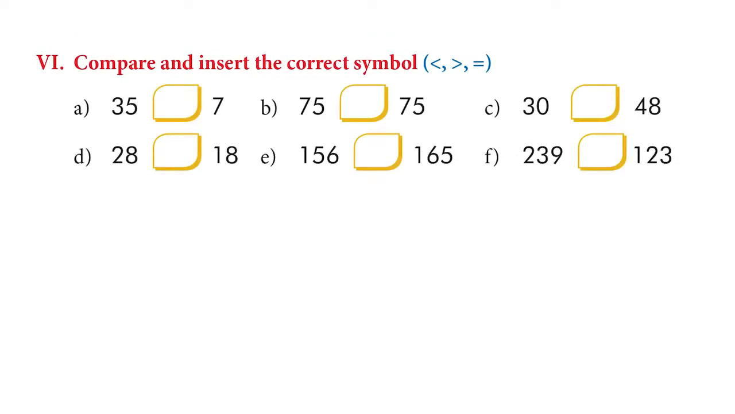Exercise 6. Compare and insert the correct symbol. Number 1, 35 and 7. Which is larger than 7? 35. Let us look at the next one, 75 and 75. Yes, they are equal to each other. Let us look at one more example, 30 and 48. Which is greater, which is lesser? That is right, 48 is greater and 30 is lesser.